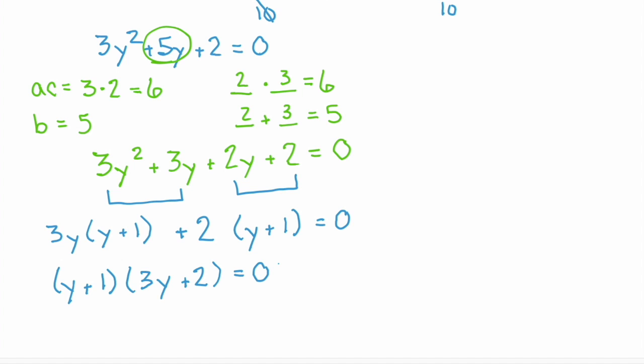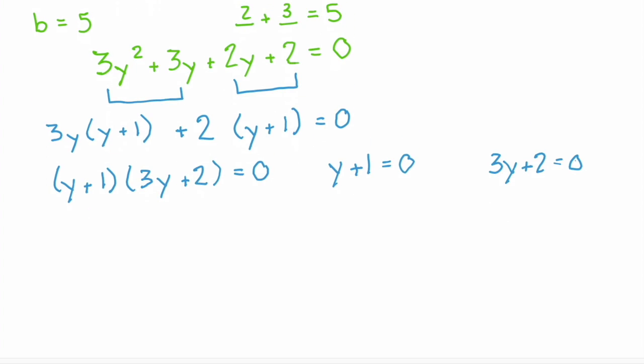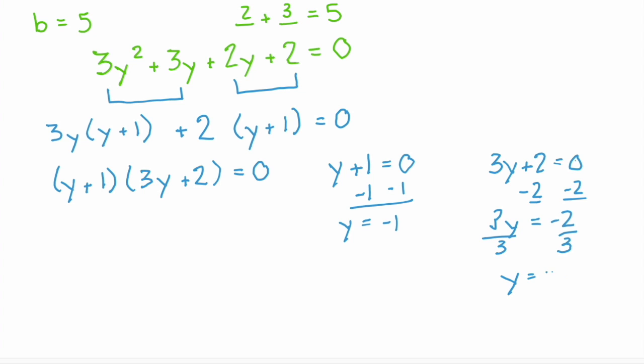So now that it is factored, we're going to use the zero product property, y plus 1 equals 0, or the factor 3y plus 2 equals 0. And we'll solve each of these to determine possible solutions for y. The first one gives us y equals negative 1, and the second one, subtract 2, we have 3y equals negative 2, divide by a 3, y equals negative 2/3.